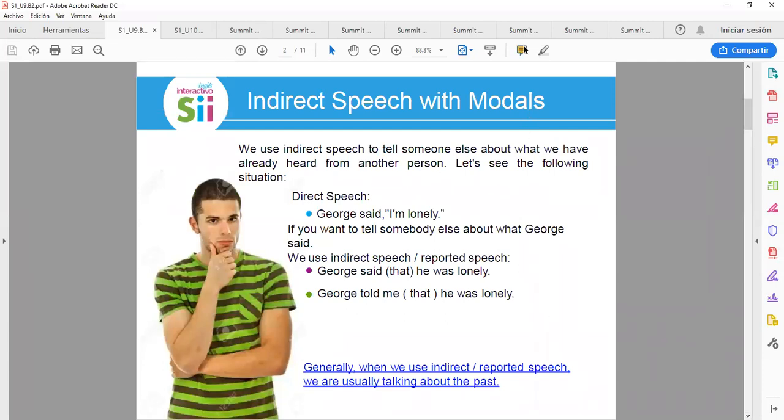George said, "I'm lonely." If you want to tell somebody else about what George said, we use indirect speech or reported speech. Example: George said that he was lonely, or George told me that he was lonely. Generally, when we use indirect or reported speech, we are usually talking about the past.